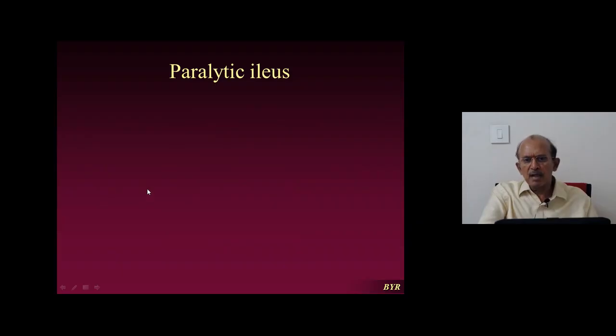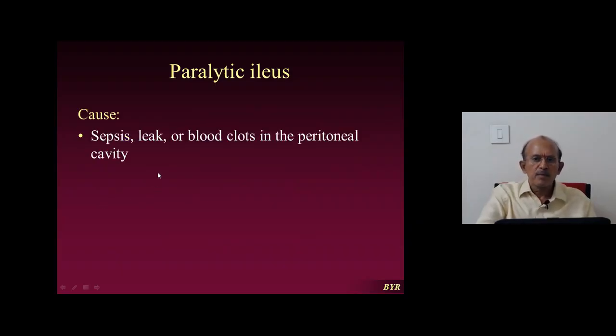Then post-operative paralytic ileus. Cause: I told you physiologically there will be paralytic ileus for 2 or 3 days. If it is prolonged, that means that there is something else in the peritoneal cavity. This something else can be due to sepsis, due to leak of an anastomosis, or there are large blood clots in the peritoneal cavity.